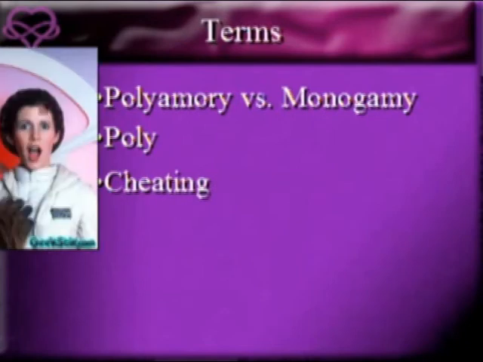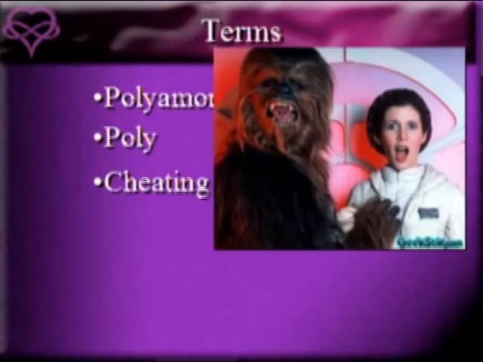Cheating is breaking an agreement. By definition, polyamory is not cheating. The ethical, responsible, and loving part requires consent of all of its participants. If no agreement's being broken, there is no cheating. Cheating is possible in poly relationships, and it's discouraged as much as, if not more so, than in monogamous relationships.